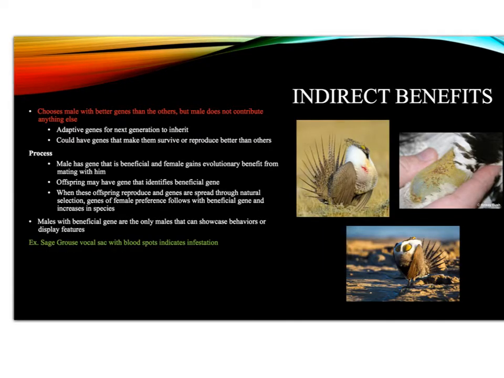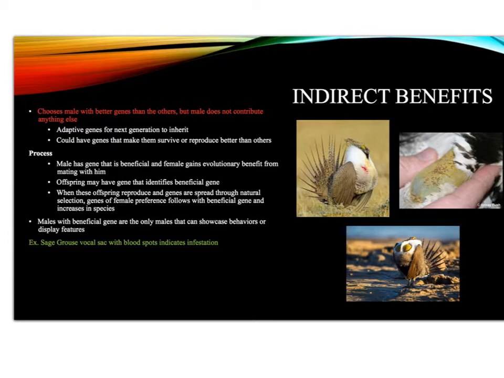With indirect benefits, a female chooses a male with better genes than the others, but the male does not contribute anything else. These genes may be adaptive for the next generation to inherit, or could make them survive or reproduce better than others. Here, the male has a gene that is beneficial and the female gains evolutionary benefit from mating with him. Their offspring may have a gene that identifies the beneficial gene. When these offspring reproduce and genes are spread through natural selection, genes of female preference follow with the beneficial gene and increase in the species.